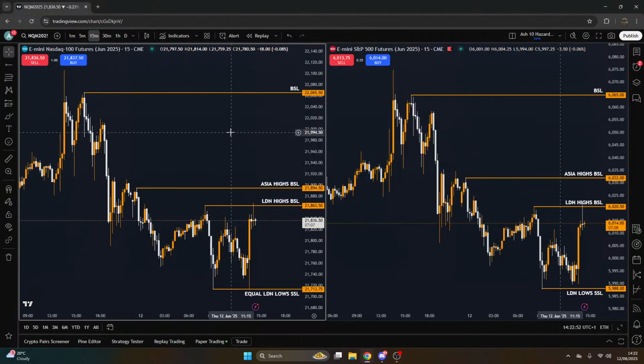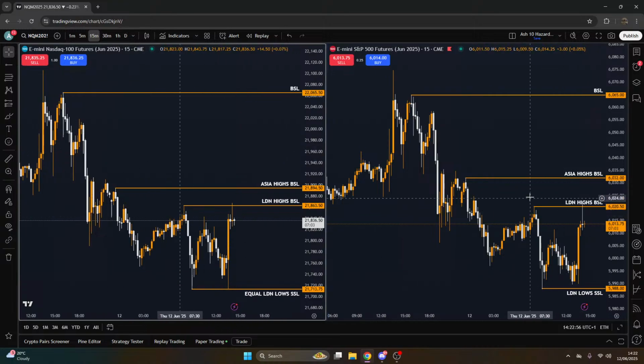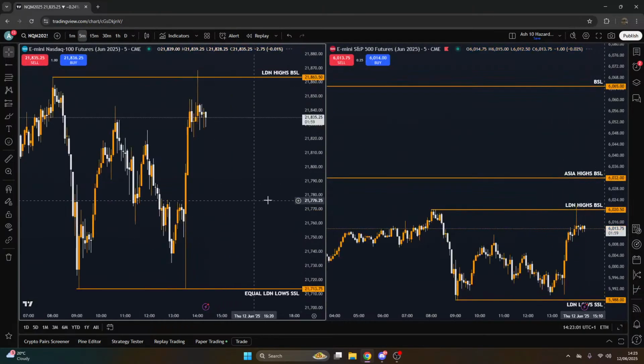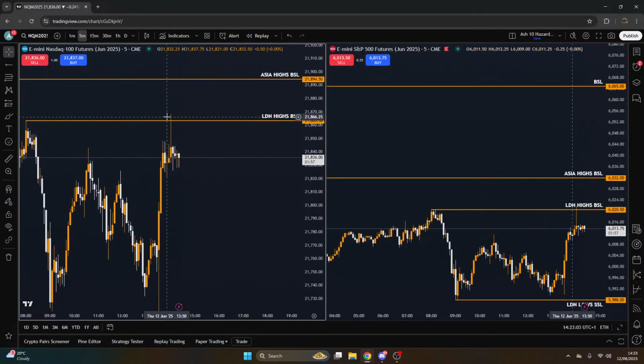But for now, what we can see is we've already swept London highs. However, I would potentially want to see another sweep of this high right here coming into the session because we still have around 25 minutes till the macro.